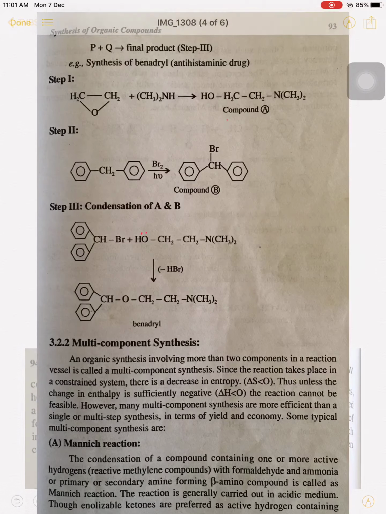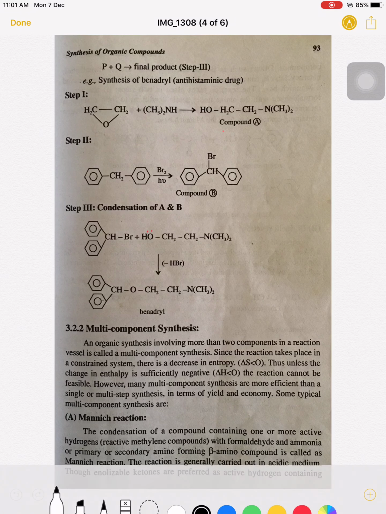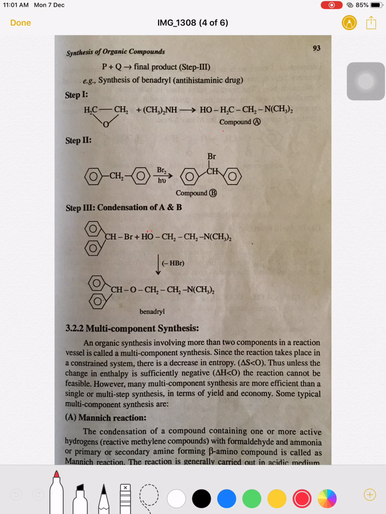Now see, the next one is multi-component synthesis. Multi-component means what? An organic synthesis involving more than two components in a reaction vessel is known as multi-component synthesis.